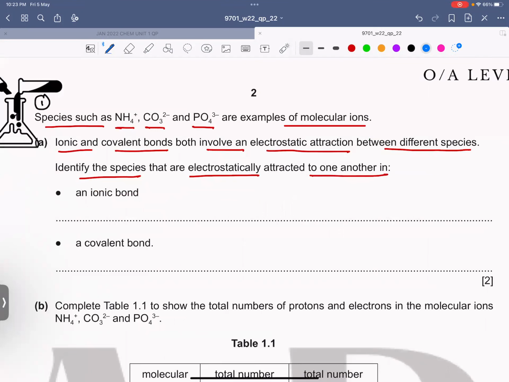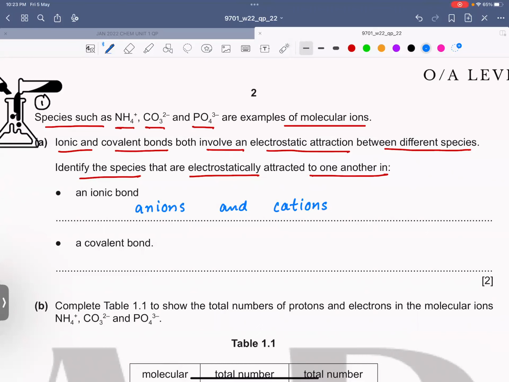Sir, anion and cation. Yes, anion and cation, or you can write that oppositely charged ions. Can we write metals and non-metals? No. Anions and cations, because metal and non-metal is not a species, it's a substance. Or instead of writing anions and cations, you can write that oppositely charged ions.